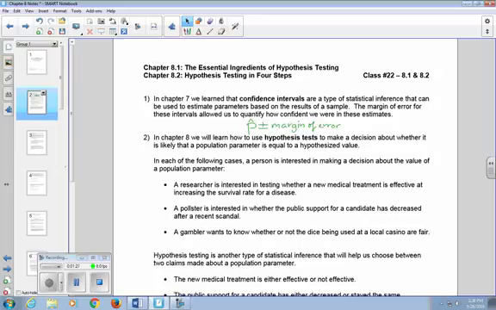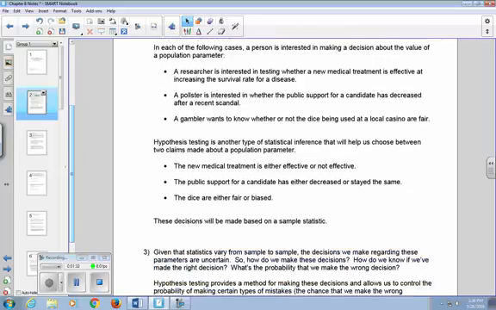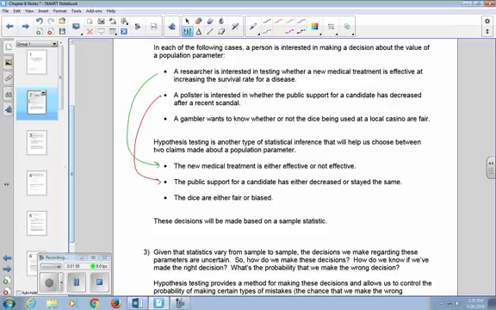So hypothesis testing is another type of statistical inference that will help us choose between 2 claims made about a population parameter. If we look at that first one, the researcher is looking at whether the new medical treatment is either effective or not effective. If you look at the pollster one, the public support for a candidate has either decreased or stayed the same. And the third one, the gambler wants to know whether the dice are fair or biased. Biased would mean unfair. So these decisions will be based upon a sample statistic.